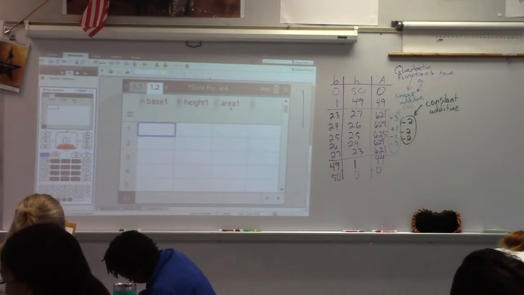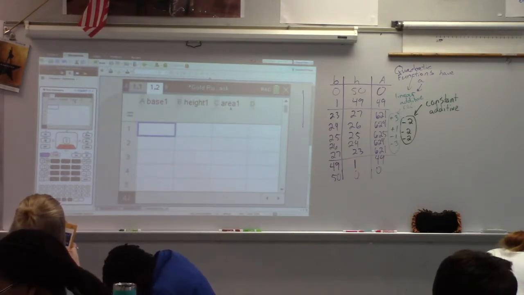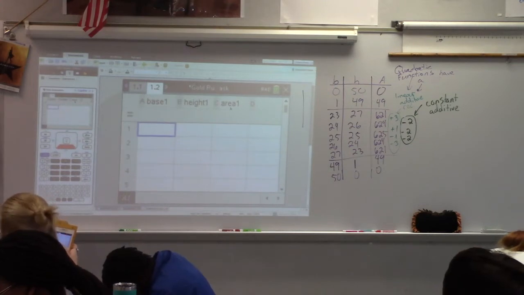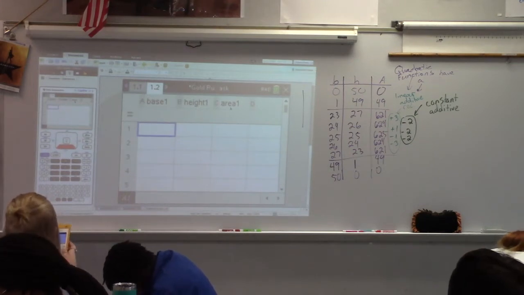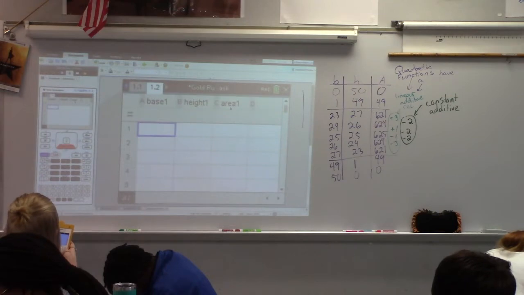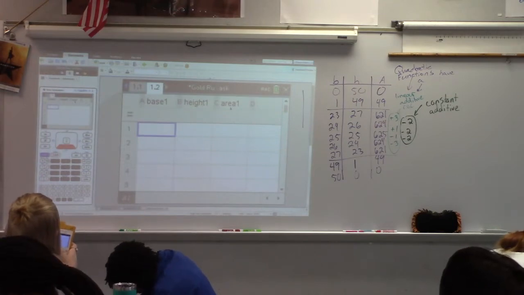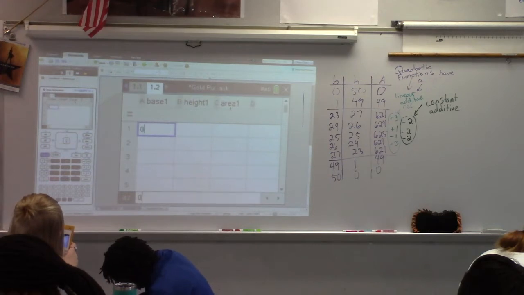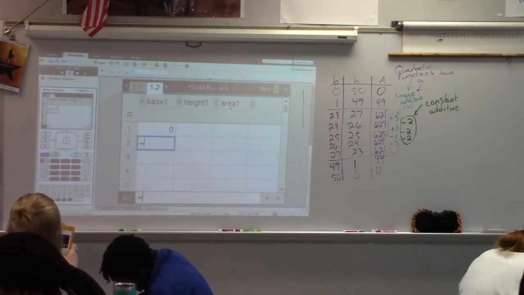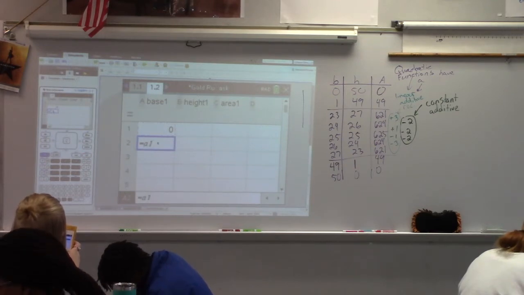This time we're going to go by 5s, okay? Just to give us a different look at it, but I'm also going to show you a different way to enter these functions to make your job easier. So base, what's the first base value I should type in? 0. And then you will need the recursive form. I'm going to go by 5, so equals a1 plus 5.